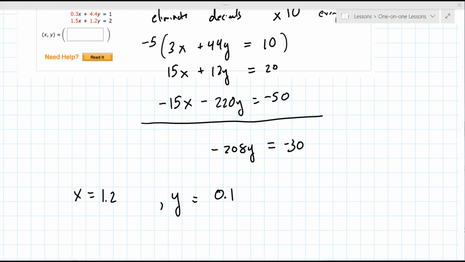Did you just find where they intersected? Yes, exactly. And it's the one decimal place.